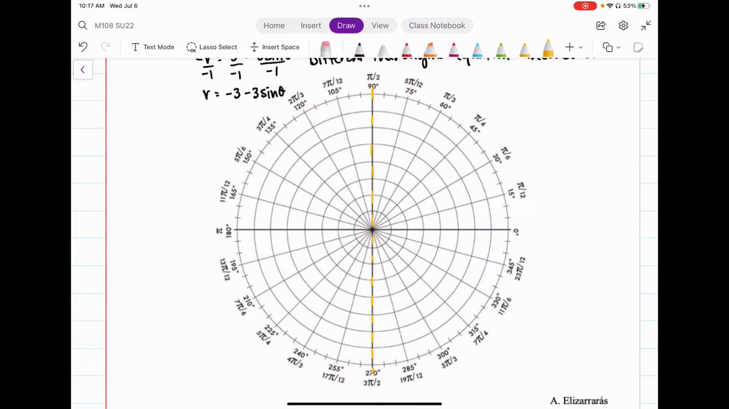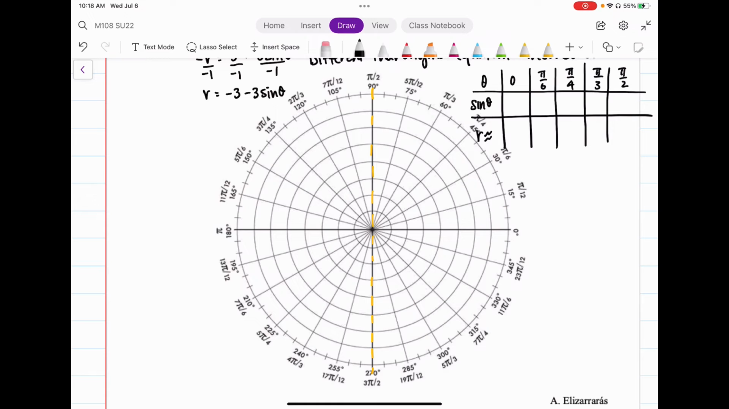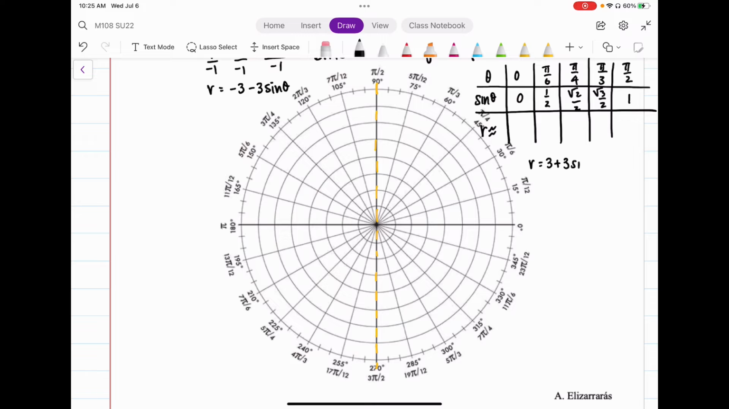We know that we have symmetry with respect to the theta equals pi over 2 line. This means that I can mirror things from one side to the other. So I can pick things in the first quadrant and mirror them to the second quadrant, and I can pick things in the fourth quadrant and mirror them to the third quadrant, or kind of vice versa. Using the values of sine of theta from the unit circle, at theta equals 0, the sine is 0. At theta equals pi over 6, the sine is 1/2. At theta equals pi over 4, the sine is root 2 over 2. And at theta equals pi over 3, sine is root 3 over 2. At theta equals pi over 2, sine is 1. Recall the equation is 3 plus 3 sine of theta.